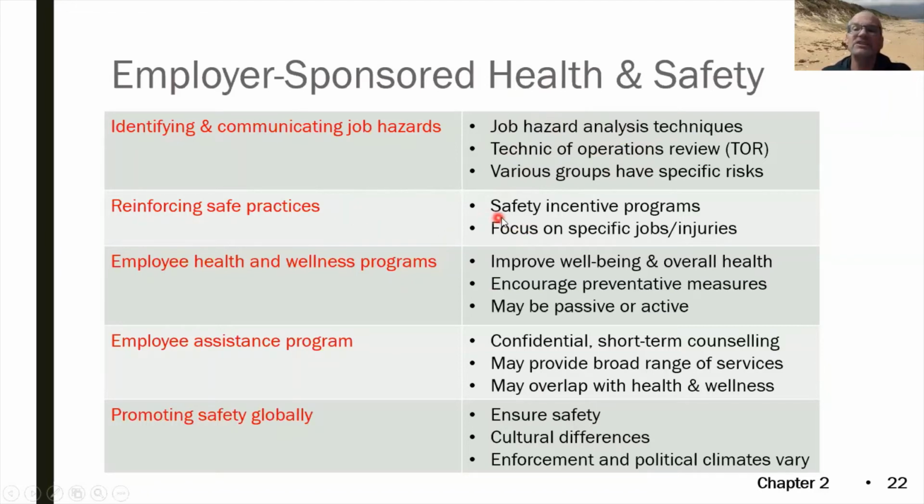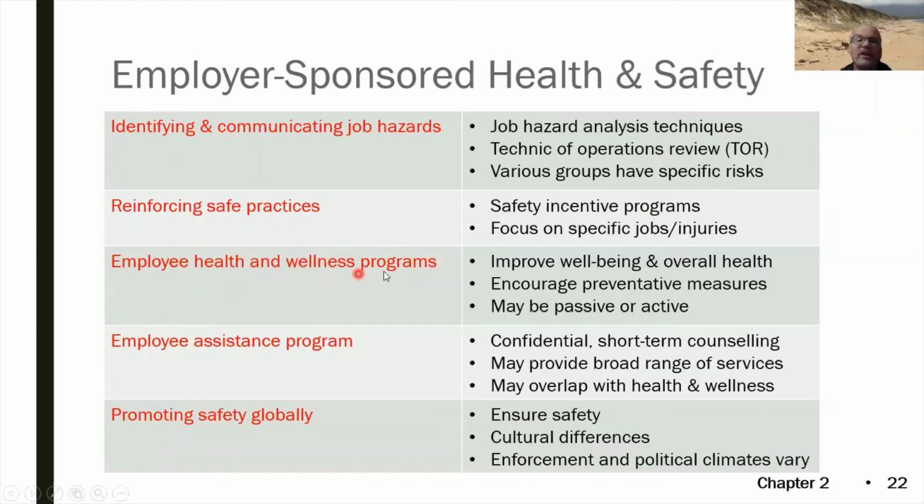This is kind of interesting: safety incentive programs. A lot of places will have things like a safe driver program, right? So after X 100,000 kilometers of safe driving, you get an incentive. Okay, so that would be an example there. These next 3 are going to be done in a little bit more detail.